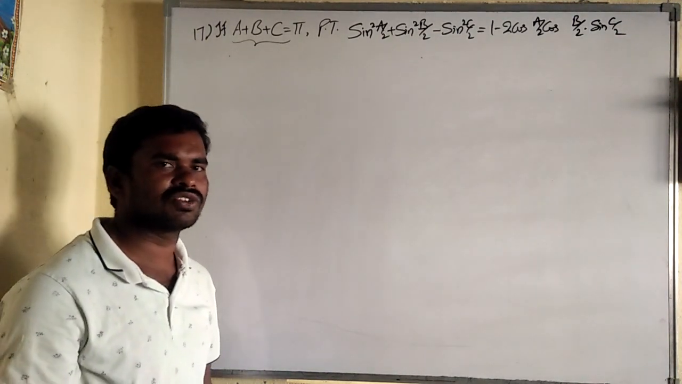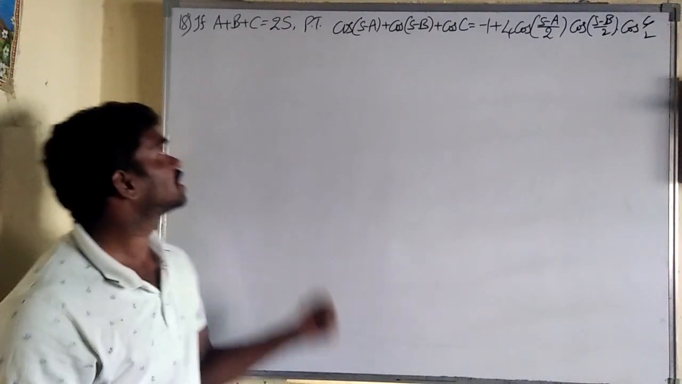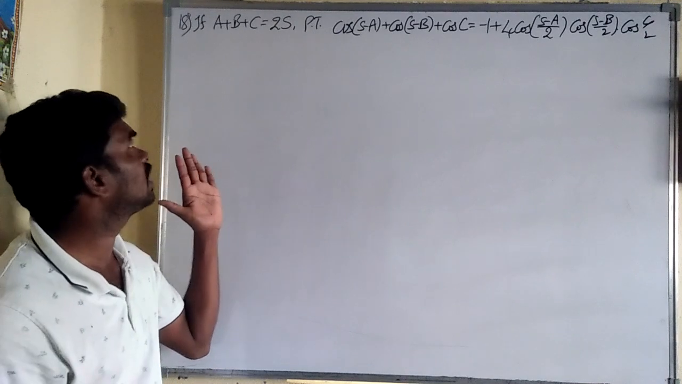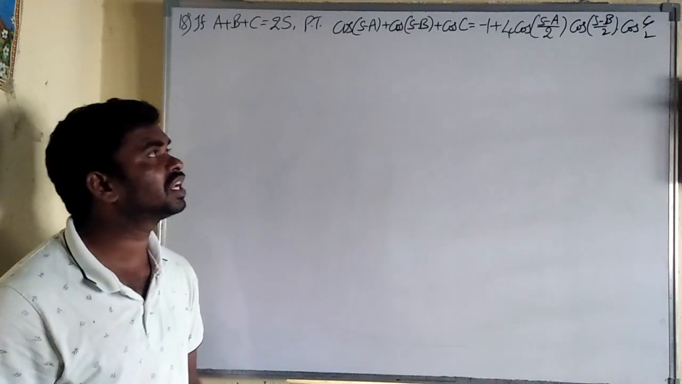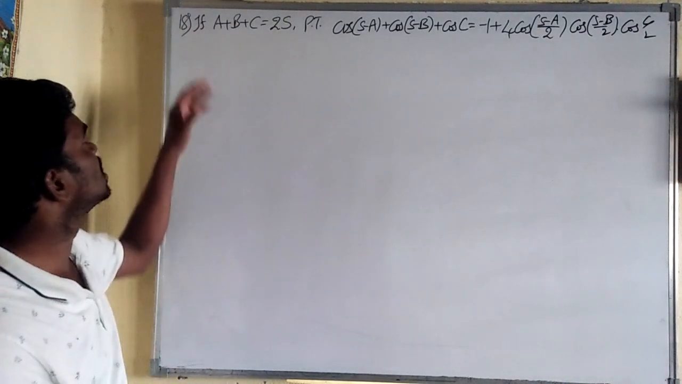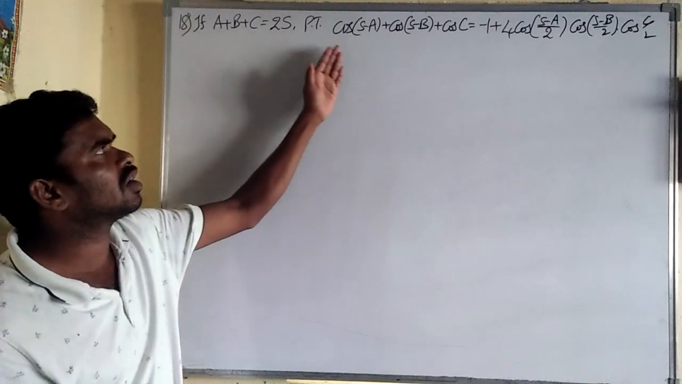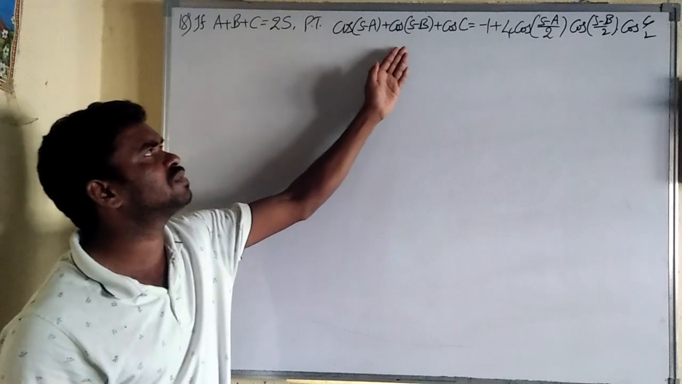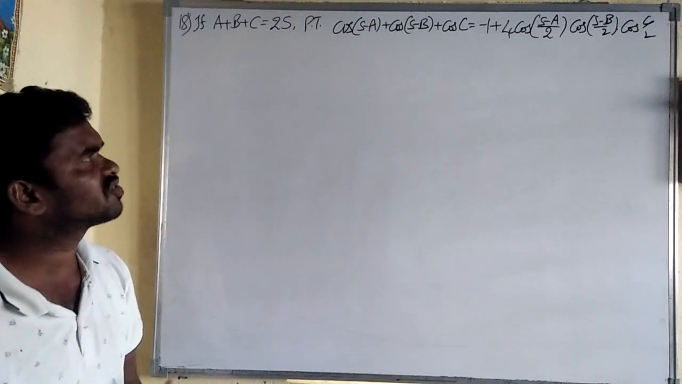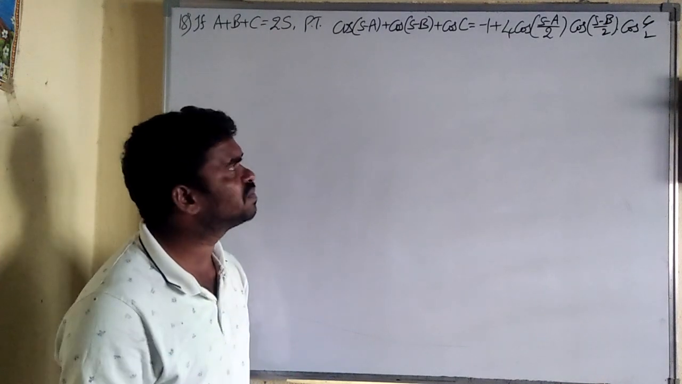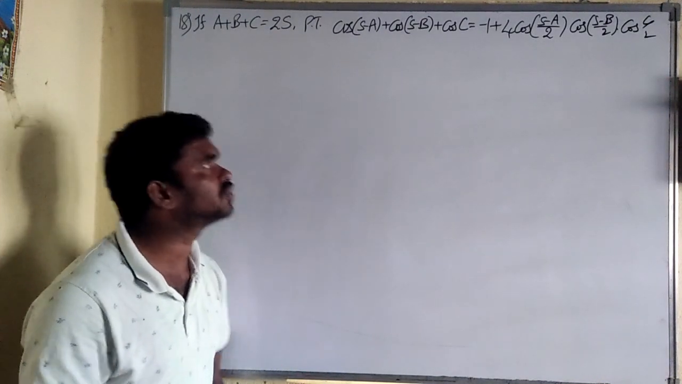Now let us take the 18th question. Just one more question. So completely within 19 questions, I am completing these long questions. So what is the 18th? If a plus b plus c is equal to 2s, then prove that cos (s minus a) plus cos (s minus b) plus cos c is equal to minus 1 plus 4 cos (s minus a)/2 cos (s minus b)/2 cos c/2.